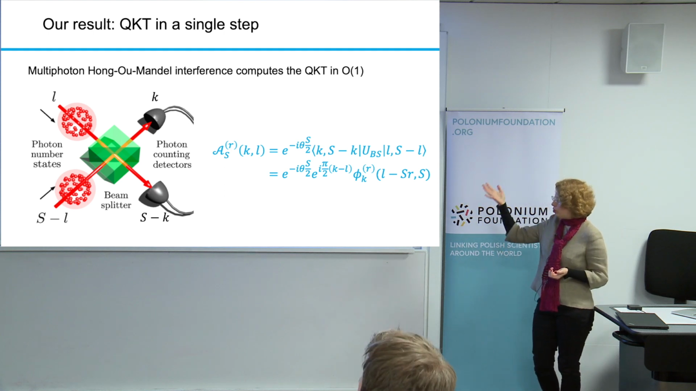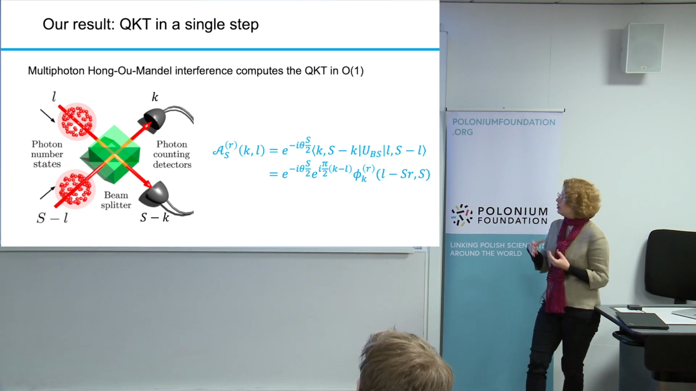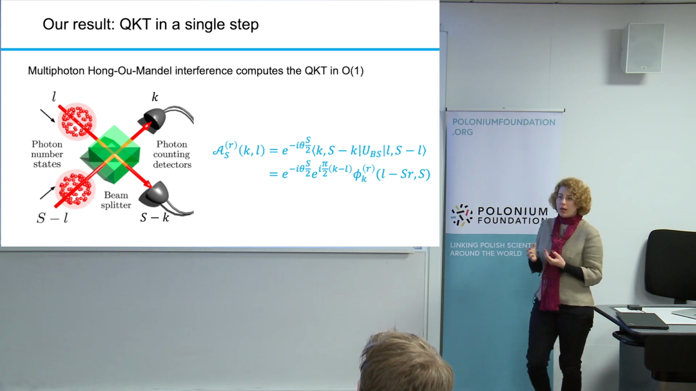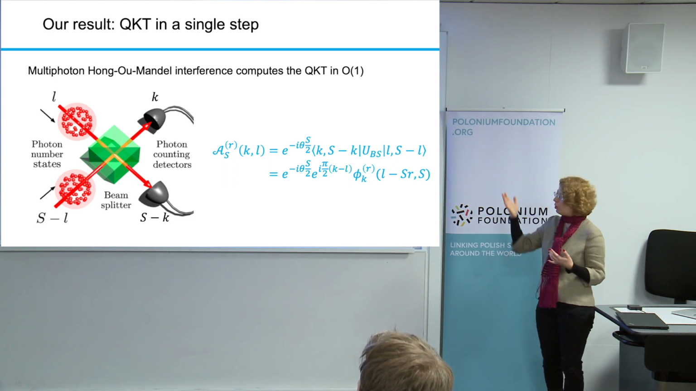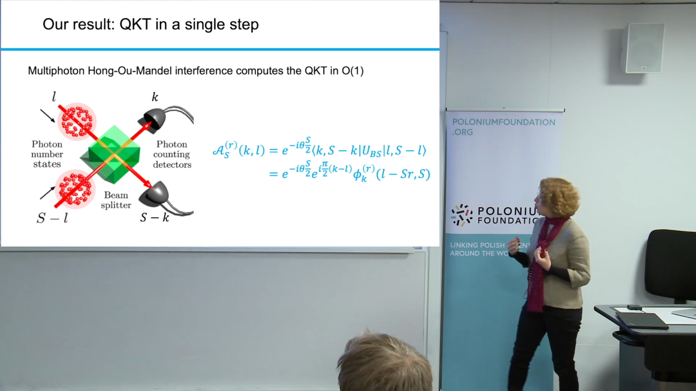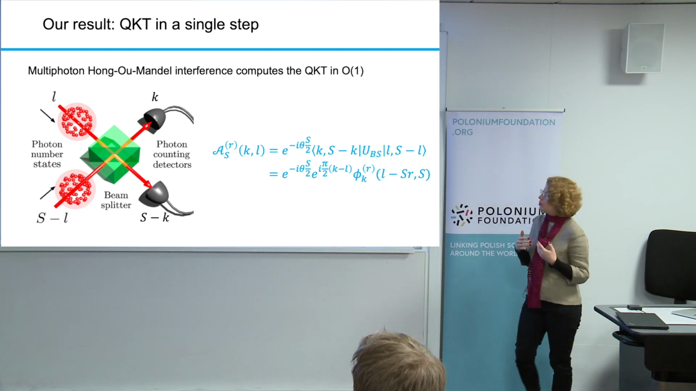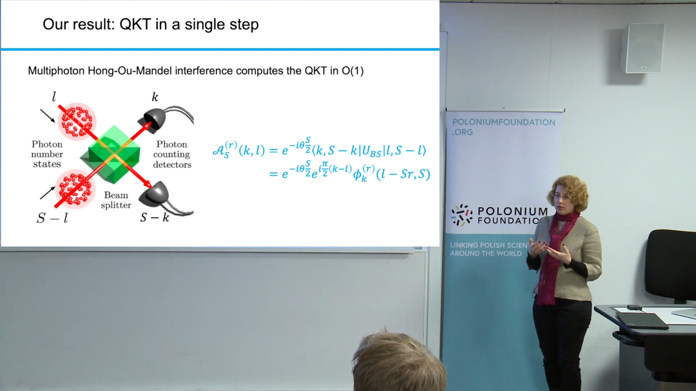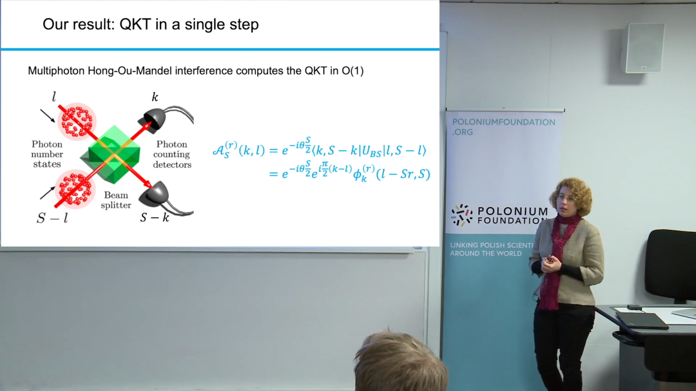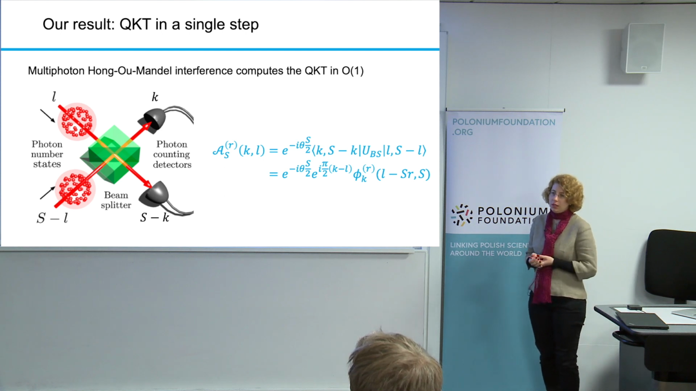So we employ two such detectors, and they give us the result K, for example, K photons came out, or S minus K photons came out. We collect statistics with respect to K and S minus K, and this allows us to compute the Kravchuk function. And if we prepare more complex input states, we can perform the Kravchuk transform of specific input data that we want.